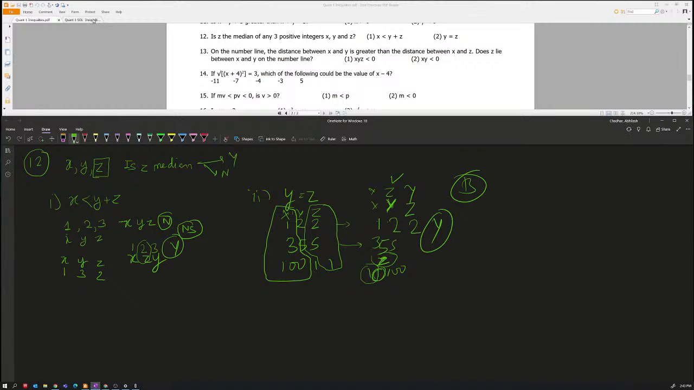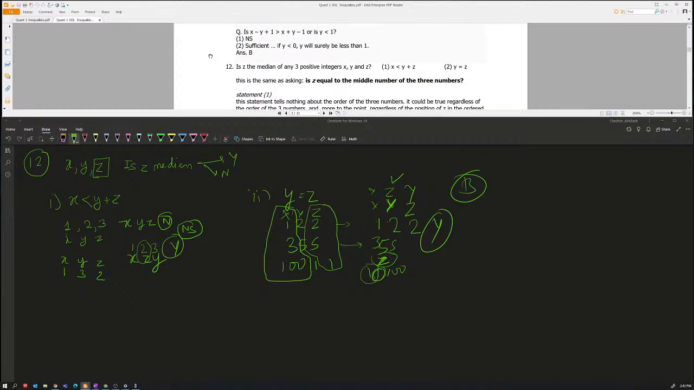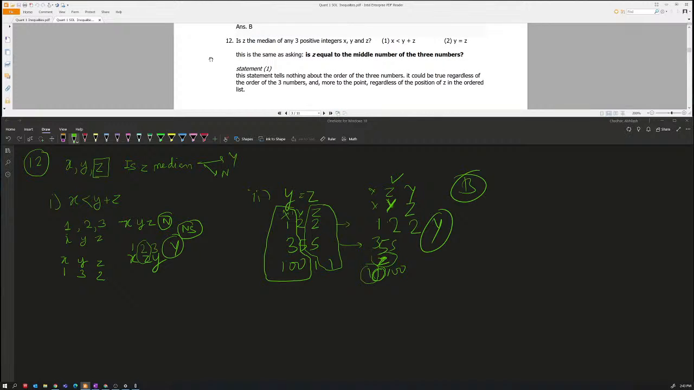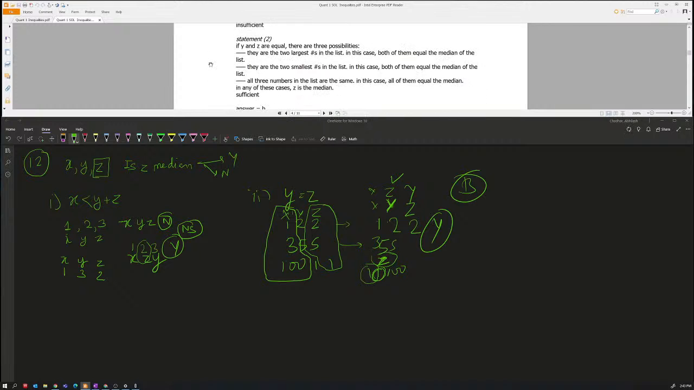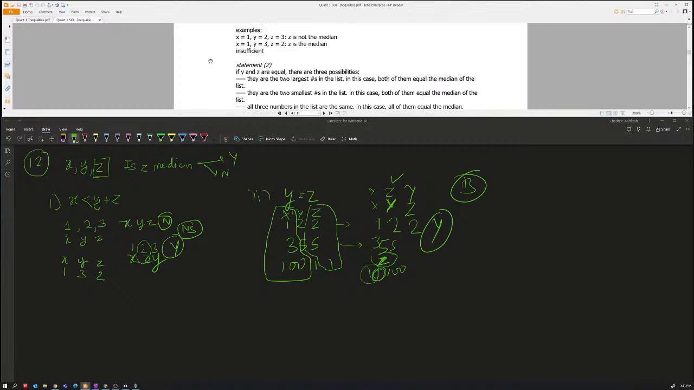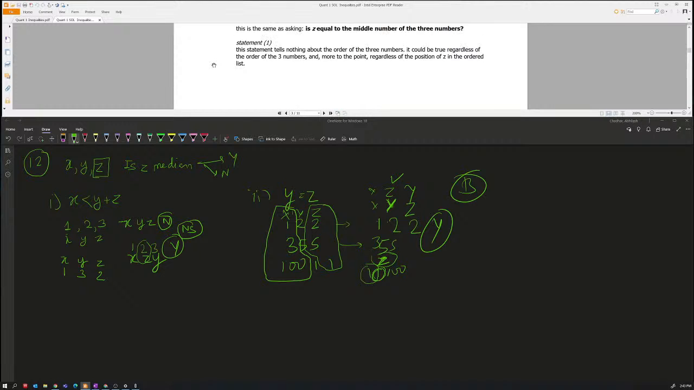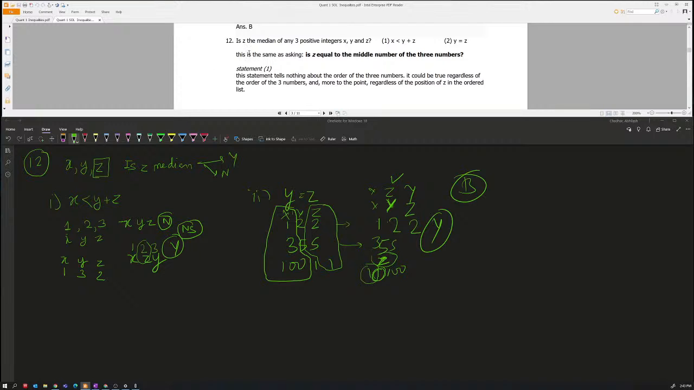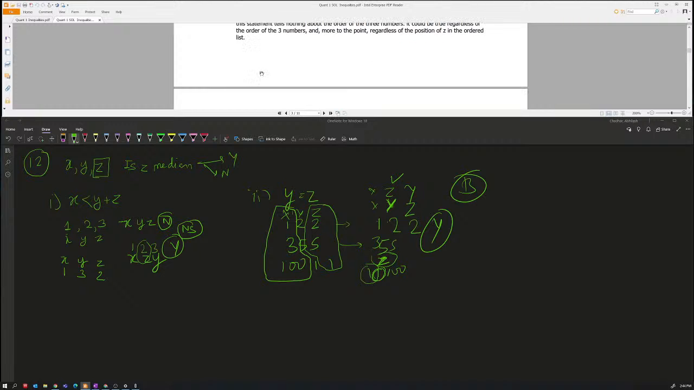Let's see the answer. The answer is B. Let's see what it says. This is the same question asking if z is the middle of the three numbers. Statement 1 tells nothing about the order of the three numbers. It could be true regardless of the order of the three numbers, and more to the point, regardless of the position of z in the ordered list.